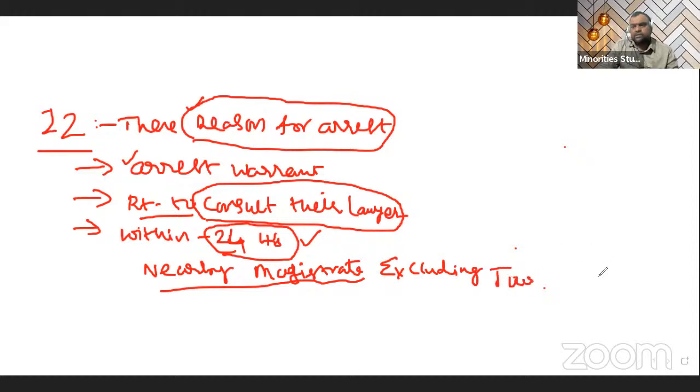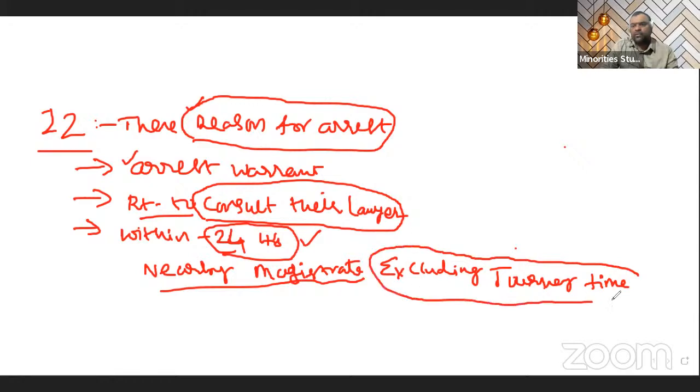Suppose the arrested person is arrested somewhere very far away from the court. The court distance is nearly 2 hours from the police station. So that journey time will be excluded. Even for small cases, whatever the case may be, if an FIR is booked, all these must be followed. These are criminal cases, not civil cases.